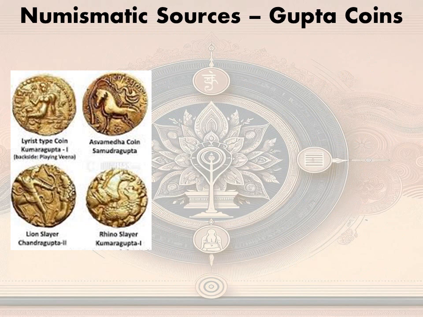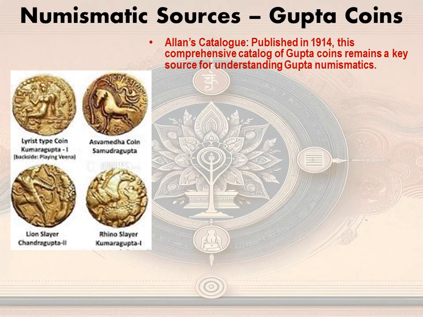Numismatic sources, Gupta coins. The Gupta period is very much significant for the gold coins which have been found. Allan's catalog, published in 1914, this comprehensive catalog of Gupta coins remains a key source of understanding Gupta numismatics. So, this catalog was very much important to understand how Gupta coins can play a major role in understanding the history of the time.